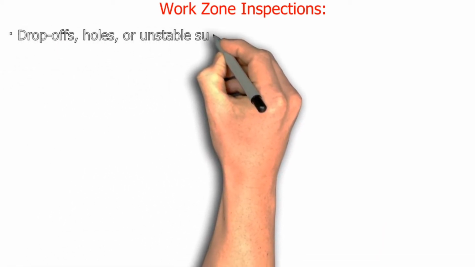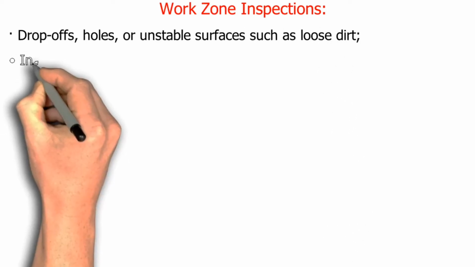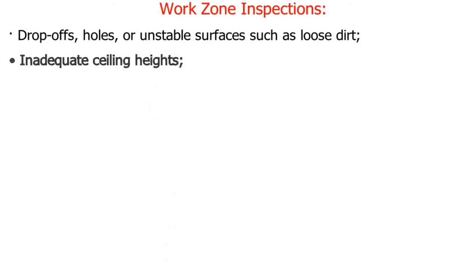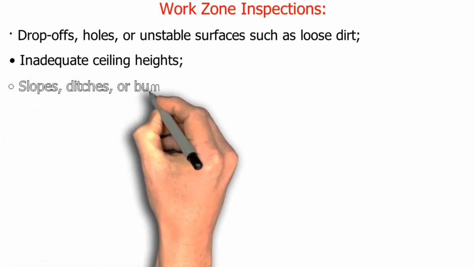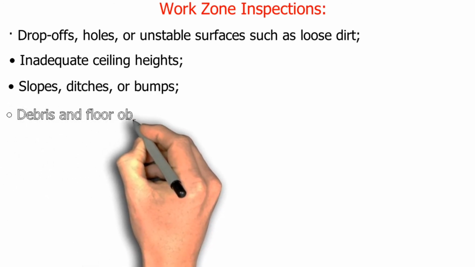Drop-offs, holes, or unstable surfaces such as loose dirt. Inadequate ceiling heights. Slopes, ditches, or bumps. Debris and floor obstructions.